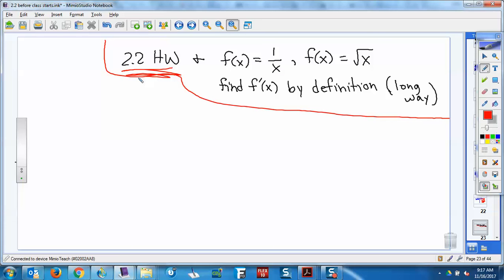Okay. So we only do the long way if it tells us in the directions. Exactly, and that's what will happen on the quiz. Right, the long way is the limit definition. If it says use the limit definition, that's the long way. Okay.